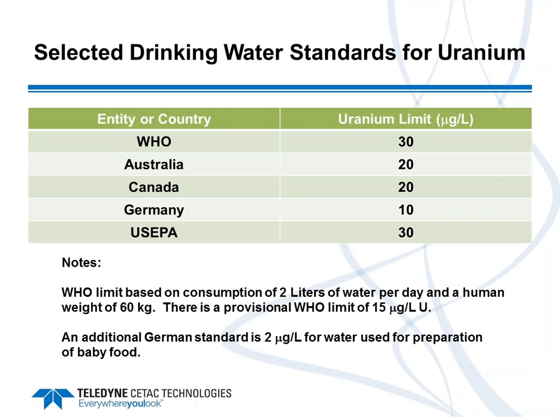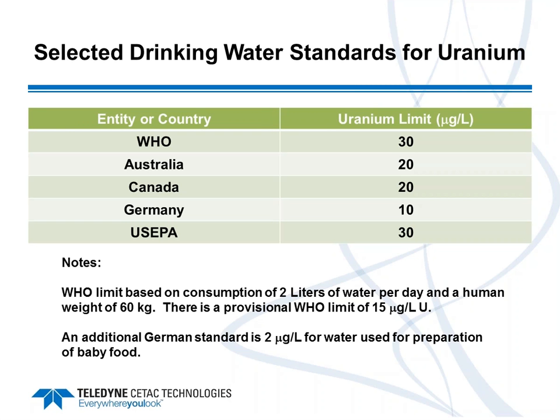So, selected drinking water standards for uranium around the world. The World Health Organization, or the WHO, has a current limit of 30 parts per billion, as the US EPA. Other countries are lower, such as Australia and Canada, but in particular Germany. And Germany's uranium limit in drinking water is 10 parts per billion. And that was one of the reasons for looking at uranium at this level in a very hard water matrix.